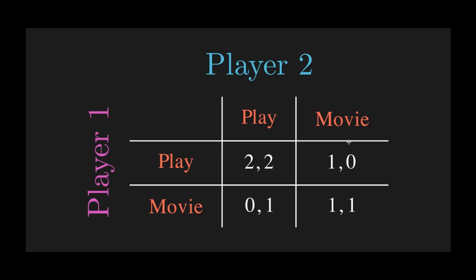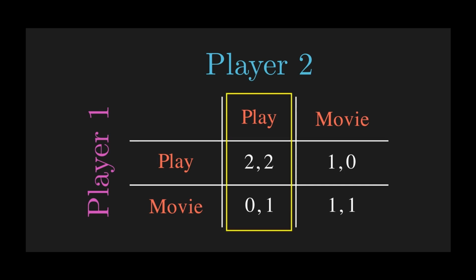If player 2 goes to the movie and player 1 goes to the play, this doesn't do anything for player 2. They get a payoff of 0. But if it turns out their date shows up with them, this is reasonably nice. So they get a payoff of 1. So both players like going to the play more than the movie, but both players like going to the movie with their date. All right, so let's approach this systematically like we have in the past.